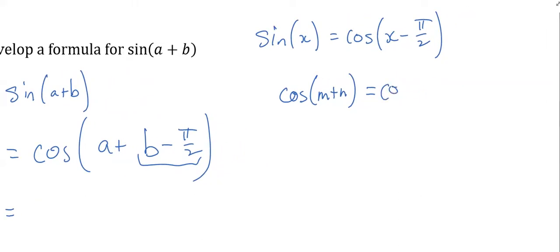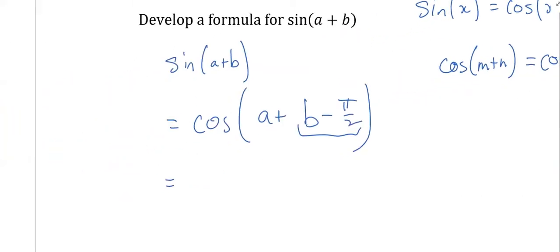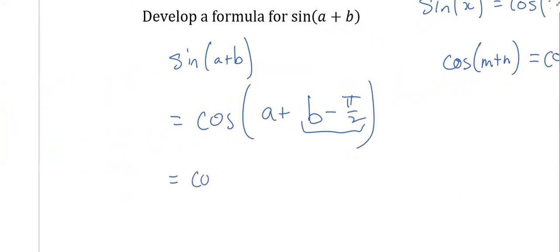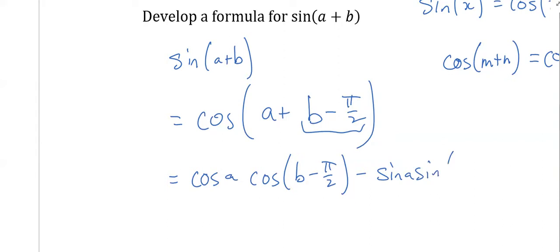So this would be cos m cos n minus sine m sine n, right? This would be this. Well, what's my m and my n? It's a and b minus pi by 2. So cos a, cos what? There we go. Cos b minus pi by 2 minus sine a sine b minus pi by 2.